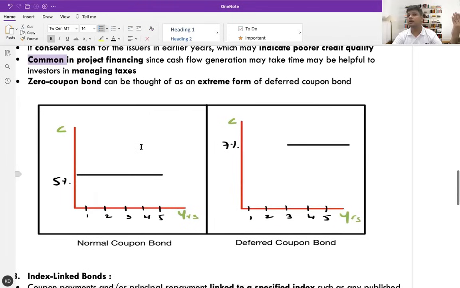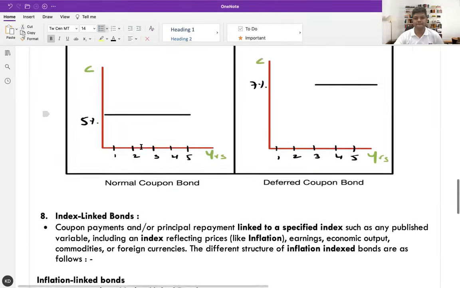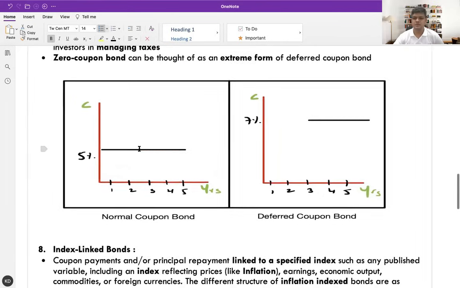A zero coupon bond can be thought of as an extreme form of deferred coupon bond, isn't it? In a zero coupon bond, what will happen? You'll not be paid any coupon, but later on you'll be paid a huge amount on maturity. So that difference may be well enough for you to provide substantial returns. Clear? So in deferred coupon, your coupons are deferred. They are not paid to you from the first year. Is that clear? Everyone? Yes.